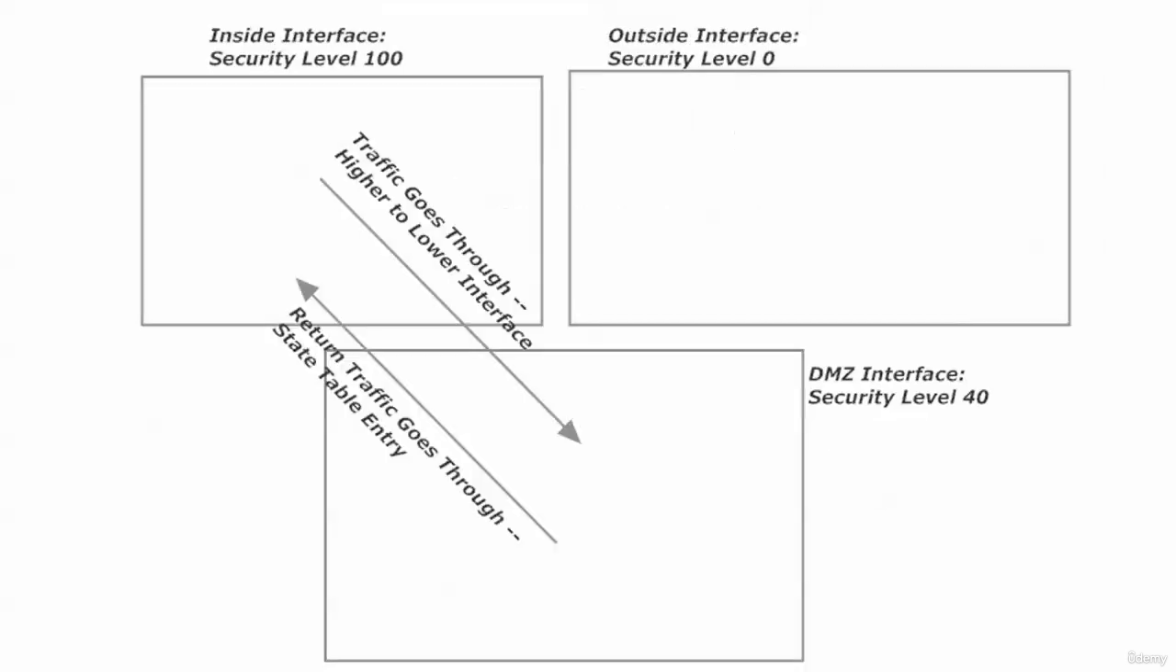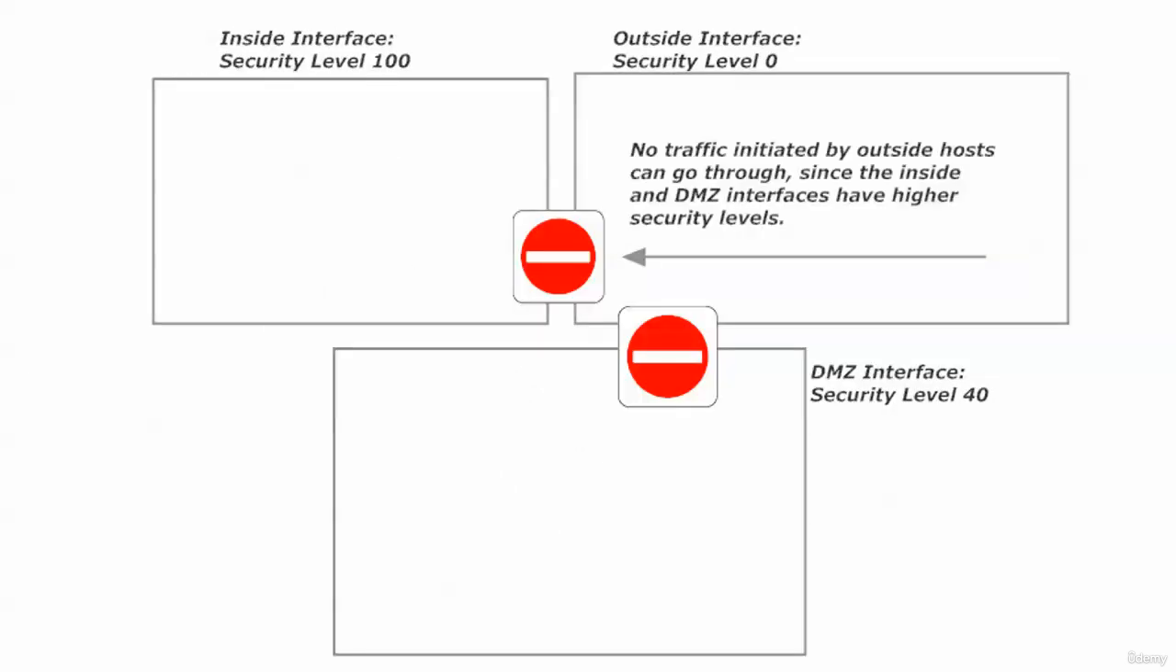No problem there. Now, what about the inside interface to the DMZ? That's no problem here because, again, the initial traffic is flowing from a higher rated interface to a lower rated interface. So the traffic goes through, and then the return traffic goes through again because of the state table entry. So far, all of our traffic is flowing pretty freely through this firewall. But the thing is, we've only looked at traffic initiating behind the inside interface. When it initiates from behind the outside interface, ain't nothing going through, right?